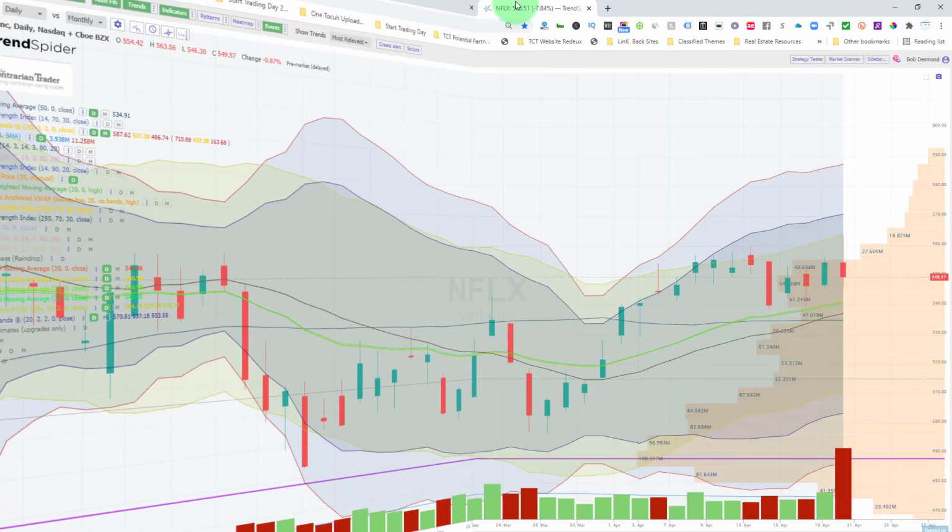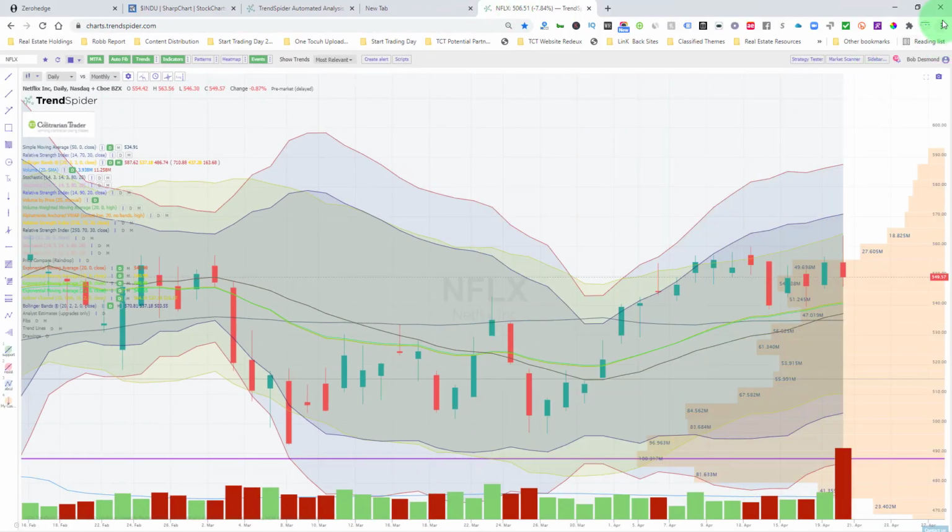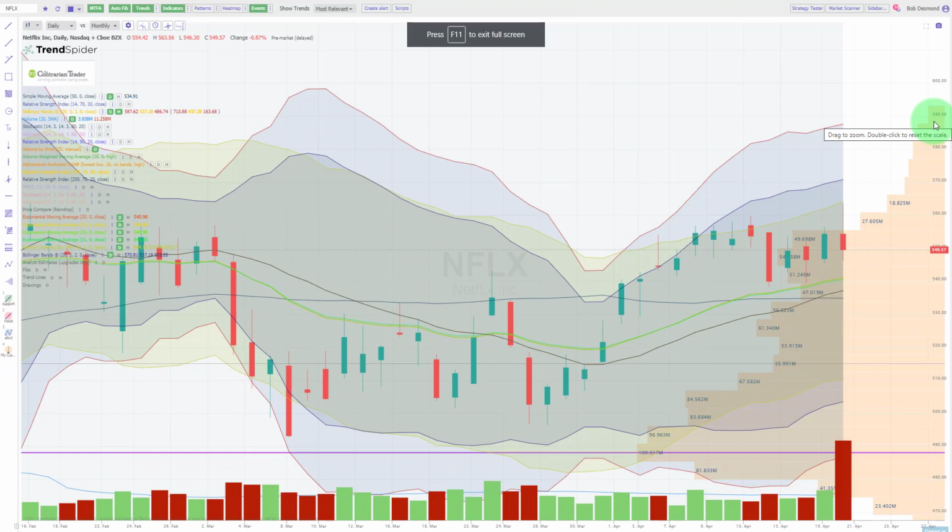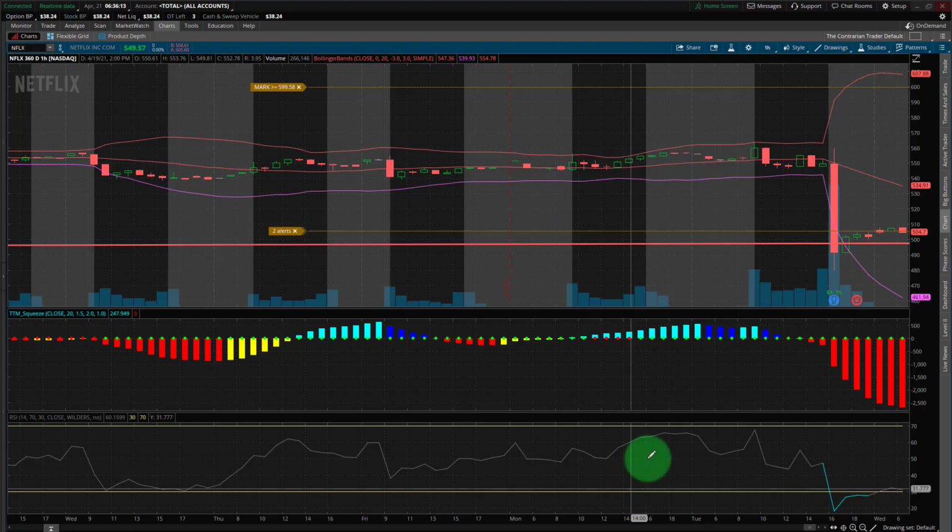Let's get to it. All right, so as previously mentioned, Netflix was hammered overnight. At last look, we were trading at around 505. We were as low as 480 per share. So where do we find support here? Let's head on over to TrendSpider.